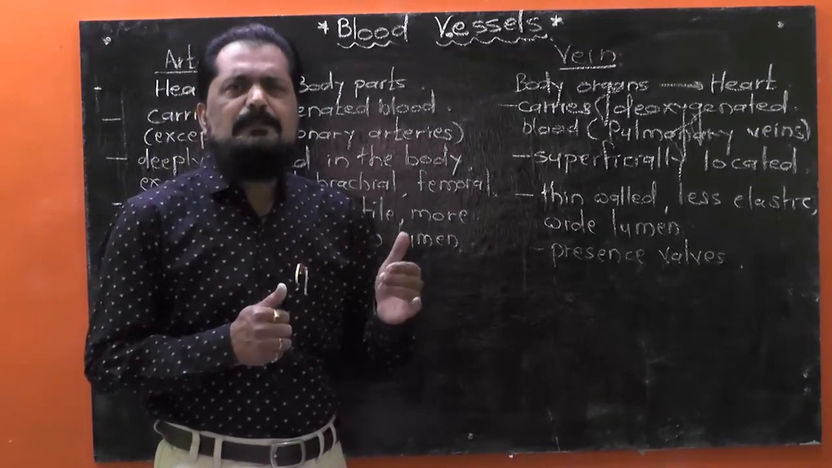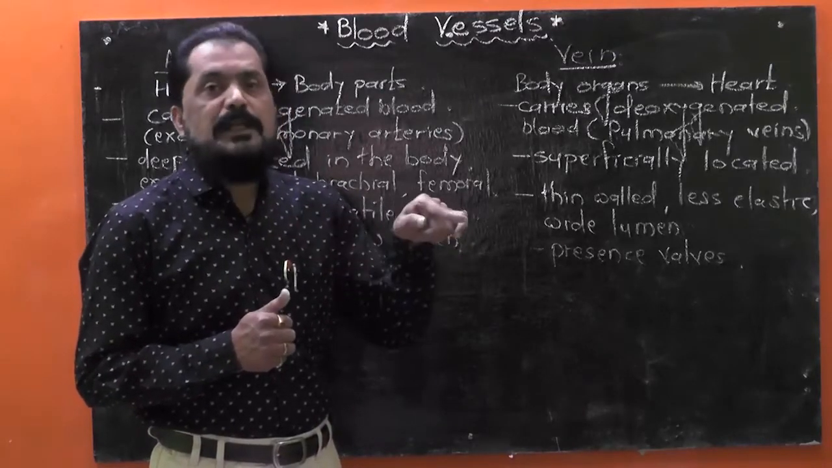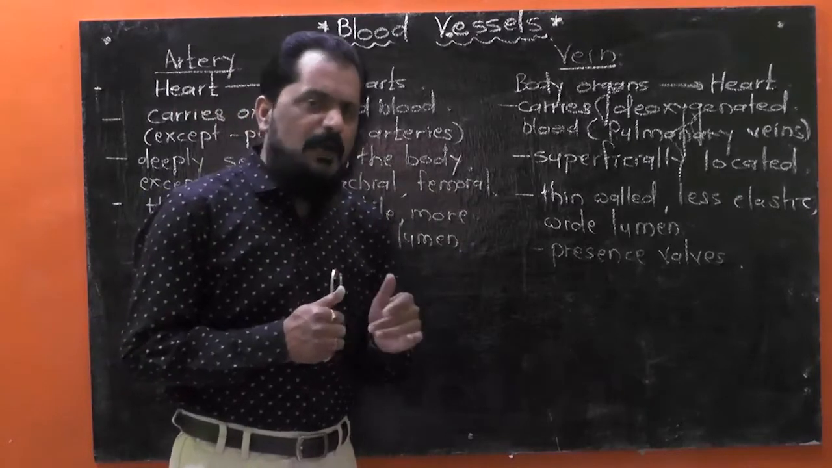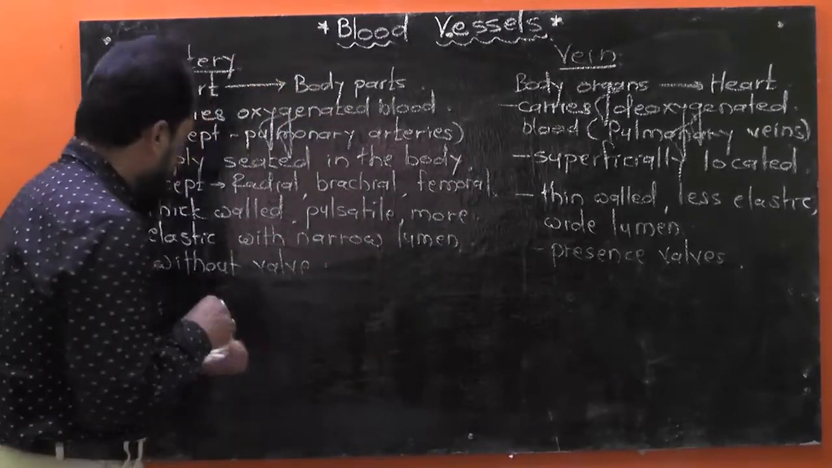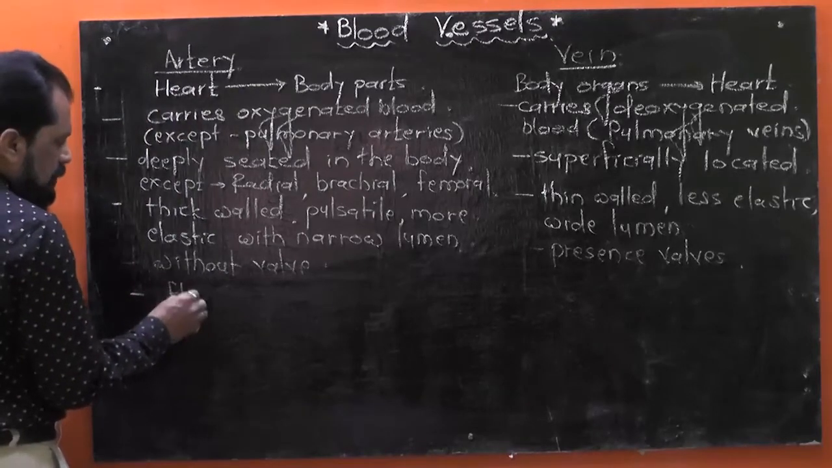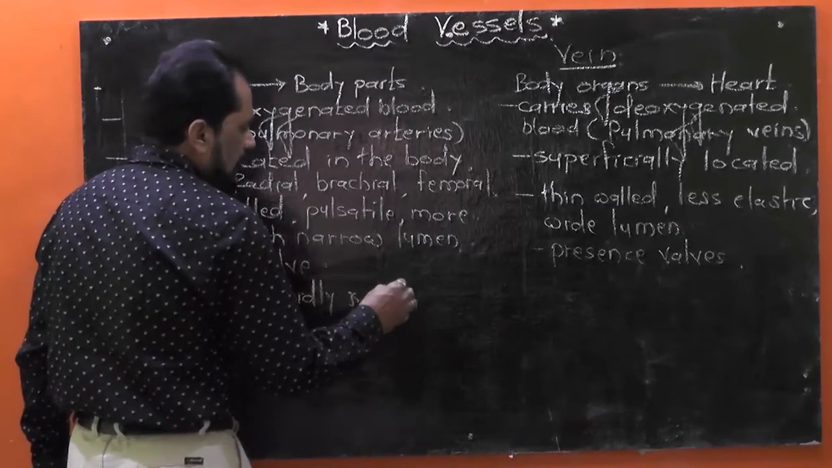The valves simply act as the swinging doors and they maintain the unidirectional flow of blood. Now in arteries the valves are absent. Why? Because the blood flows quite rapidly and with high pressure.